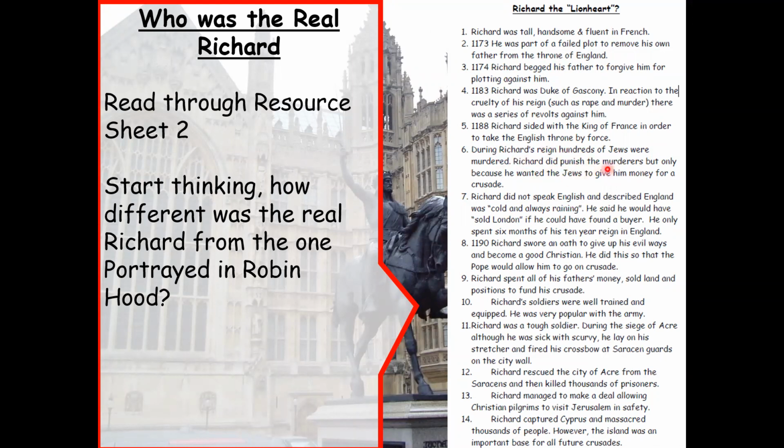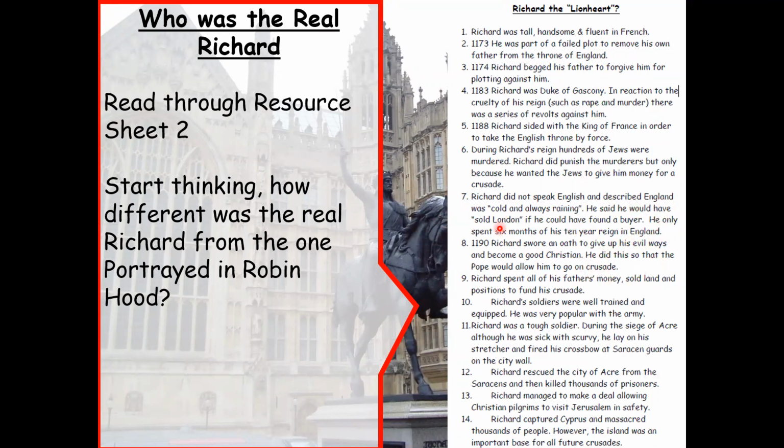And during Richard's reign, hundreds of Jews were murdered. He did not speak English and described England as cold and always raining. Well, you can't blame him for that. The man certainly tells the truth. If telling the truth is a good kingly quality, then he certainly qualifies there.